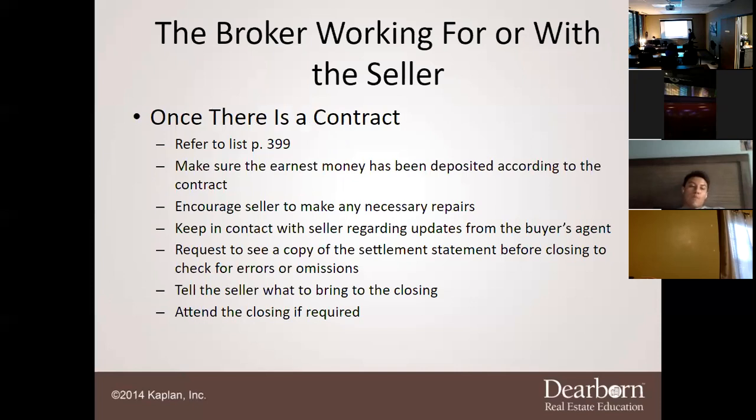All right, so once there is an actual contract on a house, there's a list in your book, but you need to make sure that earnest money has been deposited according to the contract. There are going to be stipulations in the contract of where it's going and how much it is. So you need to make sure it's been deposited. You need to encourage the seller to make any necessary repairs on the property if you're working for the seller. You need to keep in contact with the seller regarding updates from the buyer's agent. So any updates.